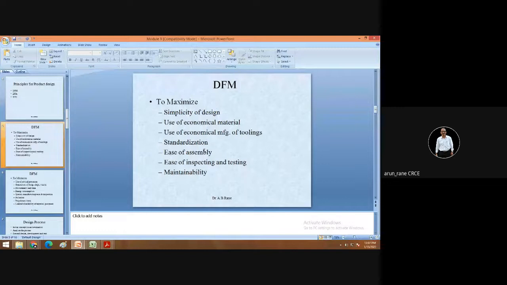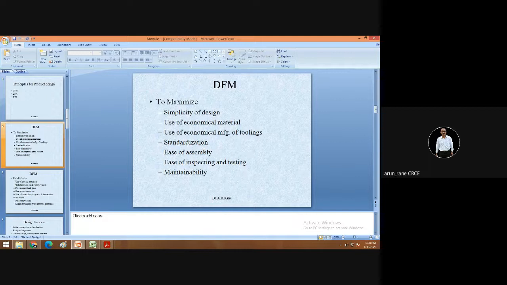Use of economical material. You have to maximize the use of economical material in your designs. Economical means the material which is cheaper. Unnecessarily don't go for stainless steel, martensite steel, titanium. Unnecessarily don't go. So if stainless steel can be replaced by MS, please go for MS with plating.